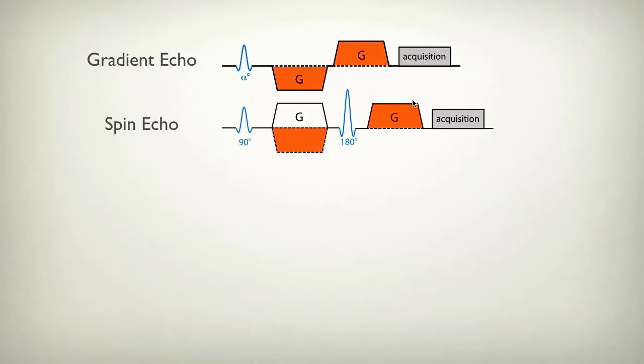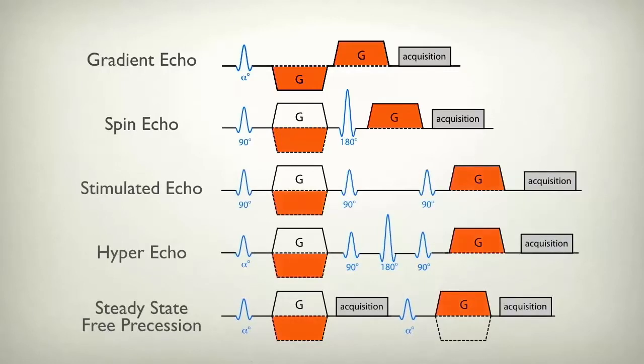Now, as it turns out, there's lots of sequences that fit into precisely this same general format. And I'm going to briefly take you through these. So stimulated echoes, hyperechoes, and one that's very near and dear to my heart, which is called steady state free precession. These are less commonly used than the spin echo, but they have some properties that are interesting and important for people to know about, because they enable you to do, on occasion, some things that you can't do with spin echoes.